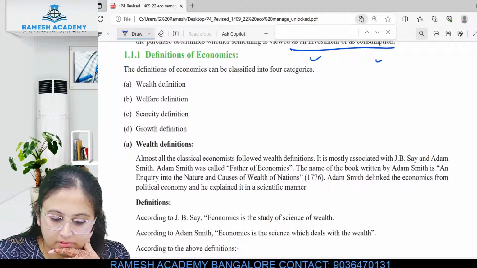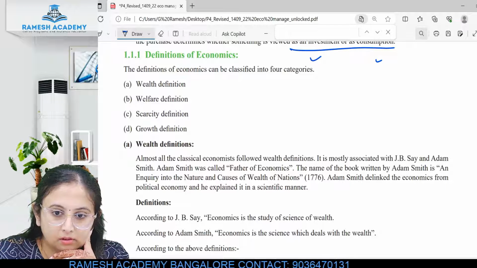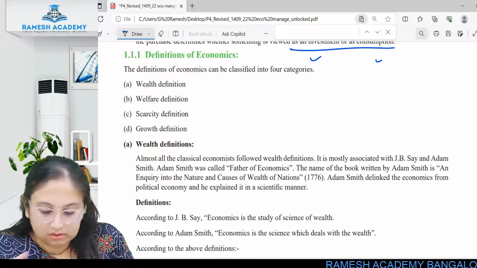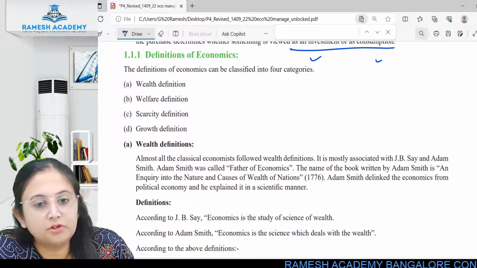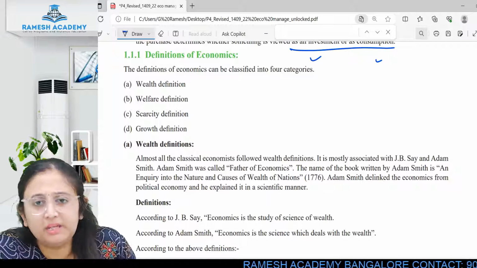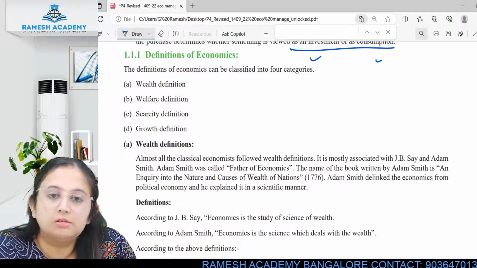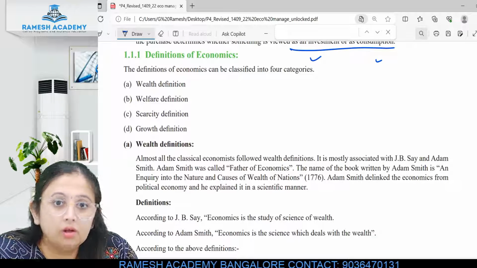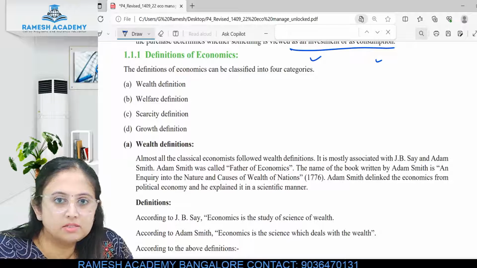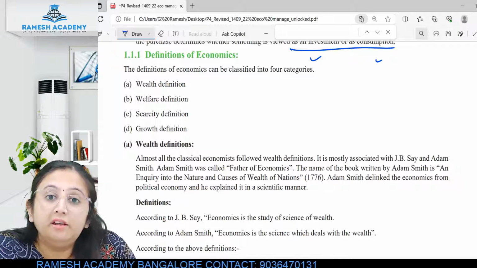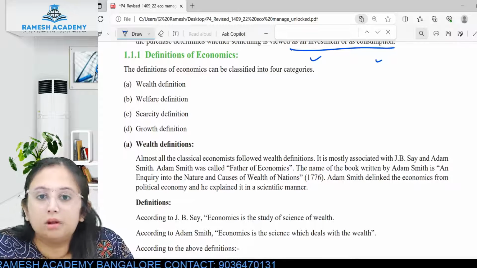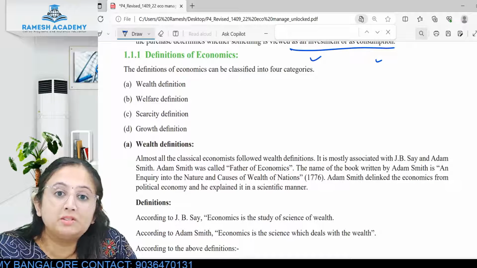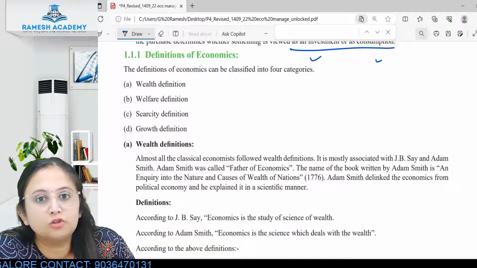Okay, next we'll go to definitions of economics. See, we have understood the meaning of economics, the subject matter of economics: consumption, distribution, macro distribution, micro distribution, everything we have understood. Now we will go to different definitions of economics. Those who are specialists in economics are called economists. These specialists in economics have given us the definitions of economics.